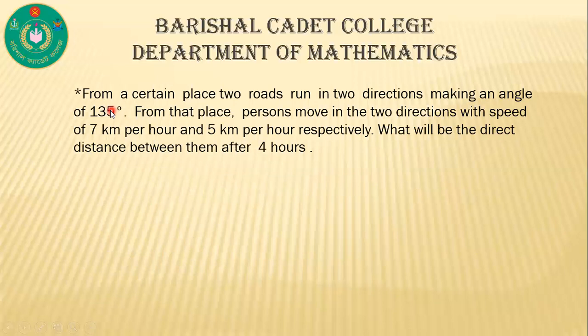Now another question. From a certain place, two roads run into two directions, making an angle 135 degree. From that place, a person moves in the two directions with the speed 7 km per hour and 5 km per hour respectively. What will be the direct distance from after 4 hours?